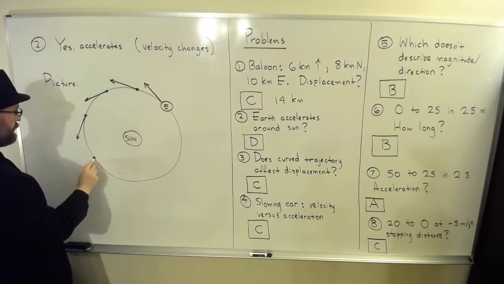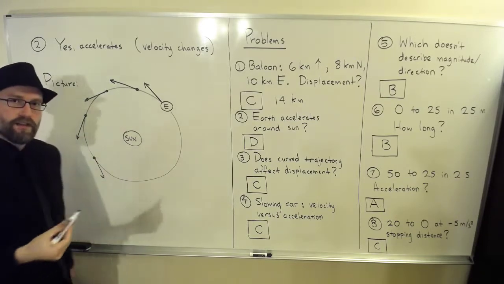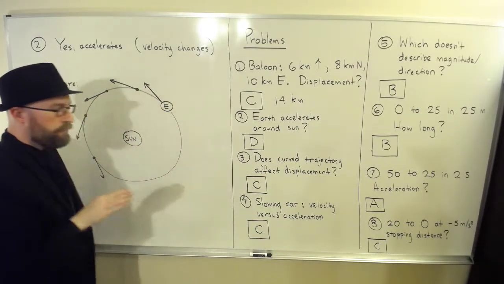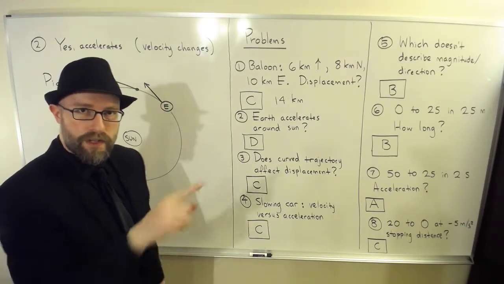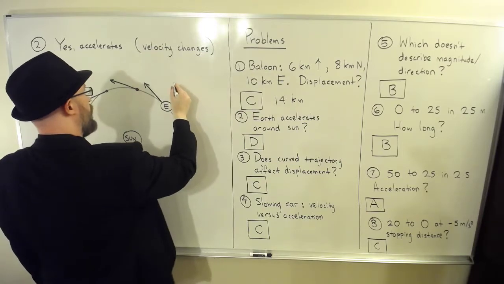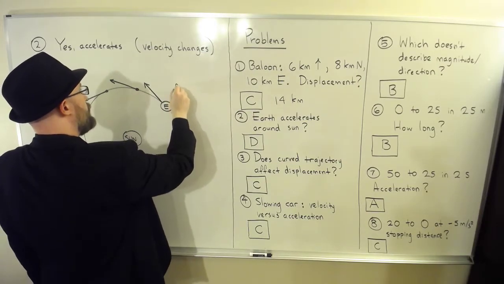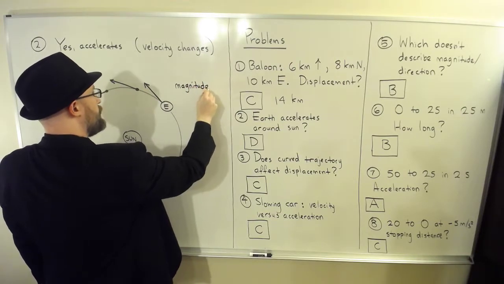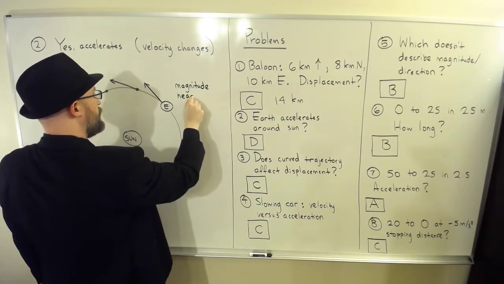Now, it's not changing much in magnitude. It does change a little bit in magnitude. It's a little bit closer to the sun at some points than others. And when it's closer to the sun, it's moving a little bit faster. But the main thing is that the direction is changing. So the idea is that the velocity changes. The magnitude doesn't change much. Magnitude is nearly constant.